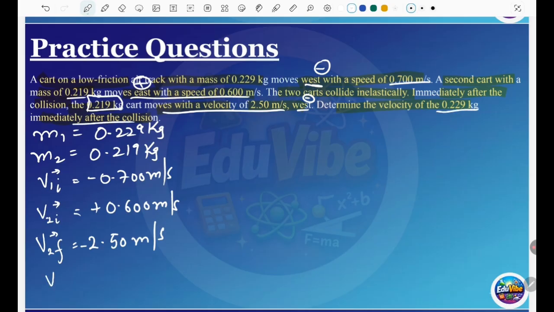So this means you have to find V1F. And they mention over there that this is elastic. So elastic means this is not the hit and stick, this is the hit and rebound collision.